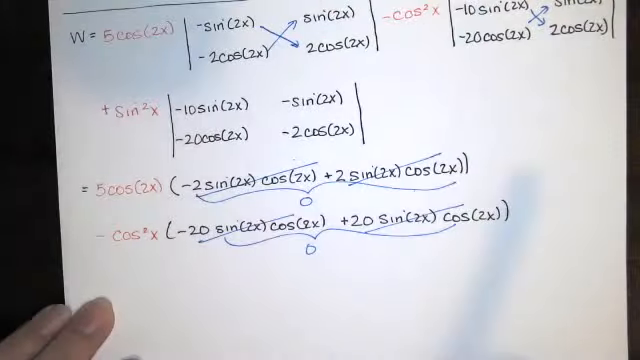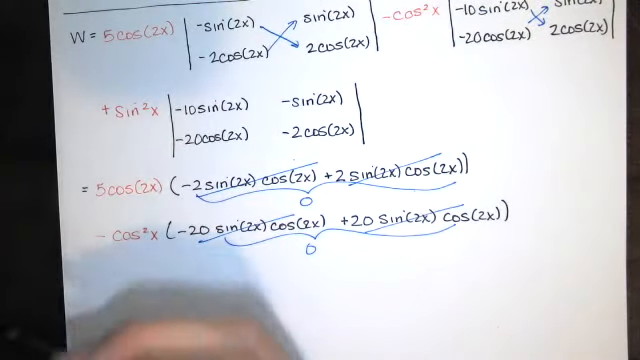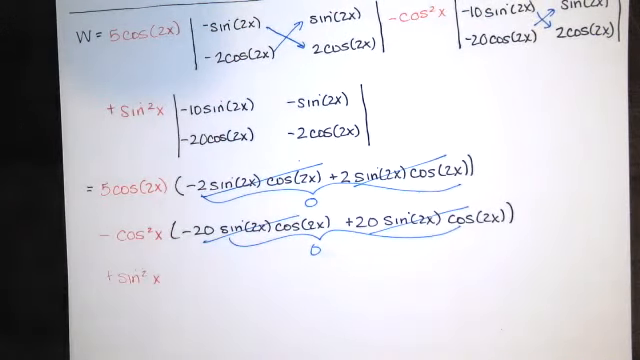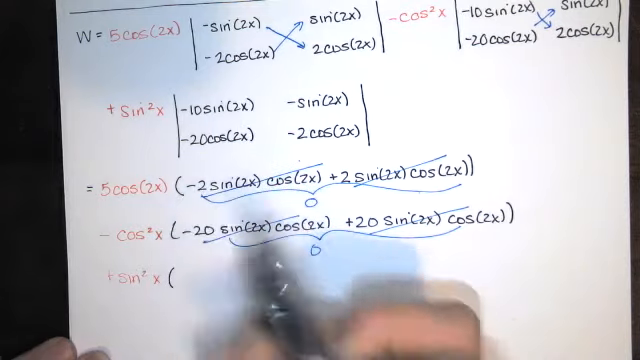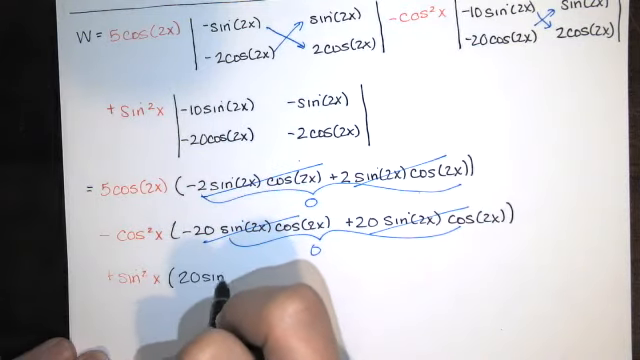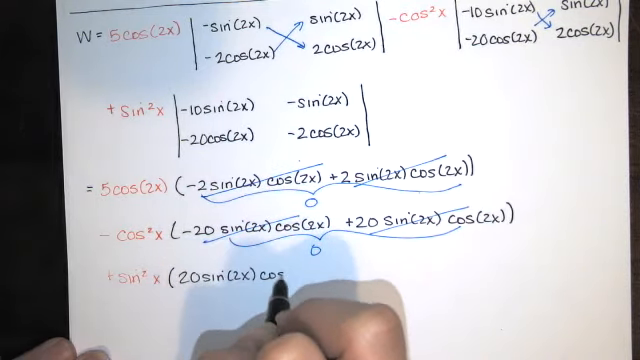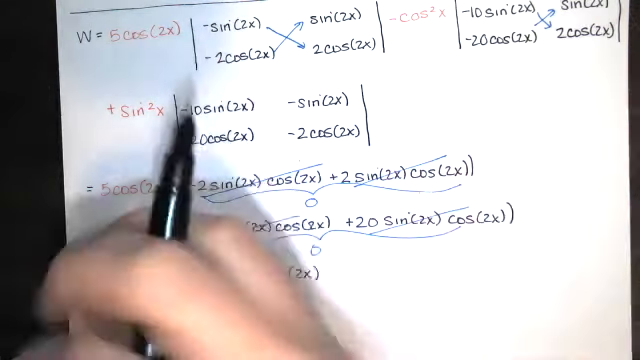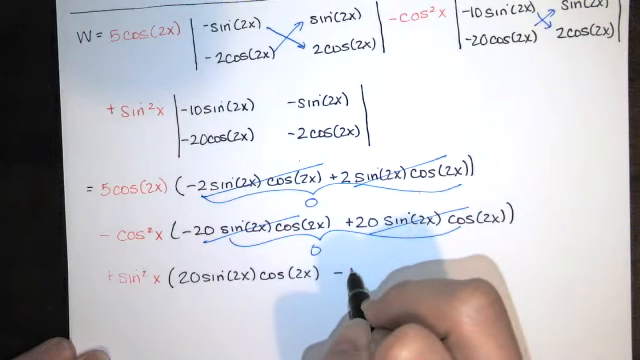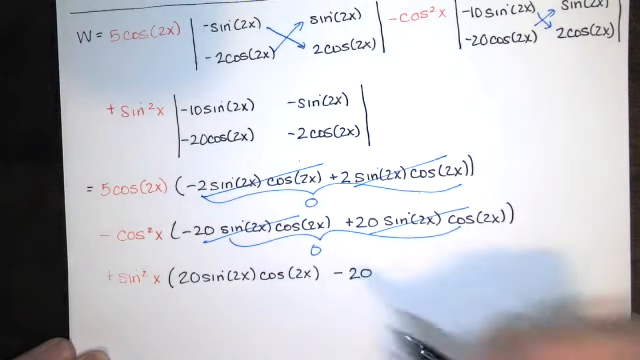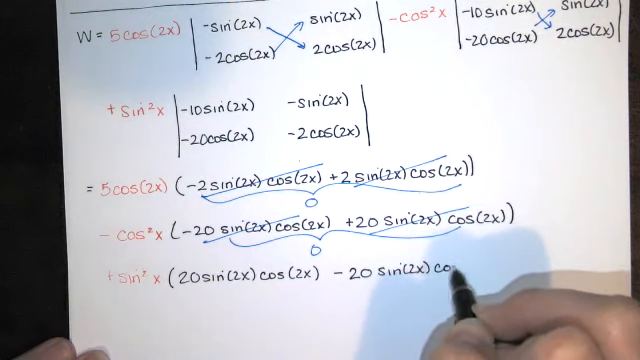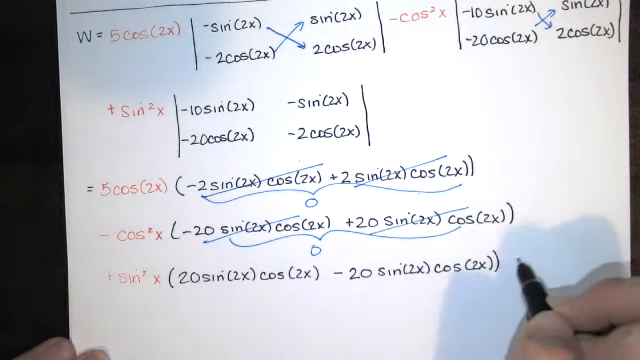Okay, last one. Got sine squared times this times this, which is 20 sine of 2x cosine of 2x. And we're subtracting a negative times a negative, so that's positive. So we're subtracting a positive number, which is going to give me a negative number. So we're saying minus 20 times sine of 2x cosine of 2x, and those reduce, and we get 0.